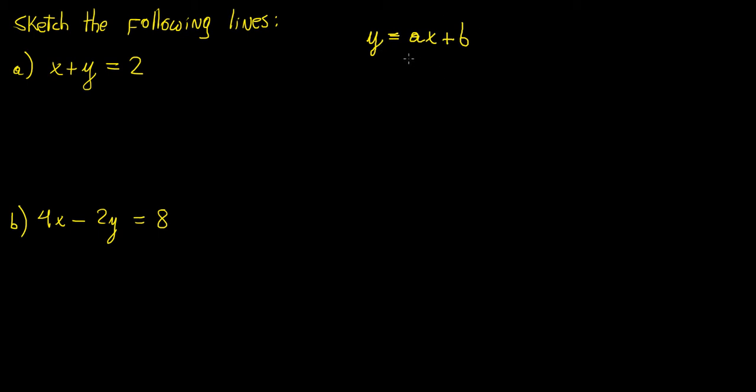Now, a really good point that I should make is that there are two choices that we can make when it comes to rearranging an equation that looks like this or that. We can either rearrange for x as a function of y or y as a function of x. So we can express x in terms of y. If we, for example, subtract y from both sides, we could write x equals 2 minus y.